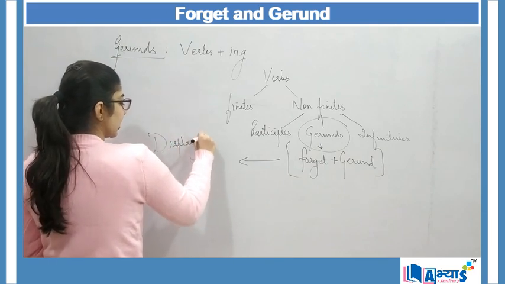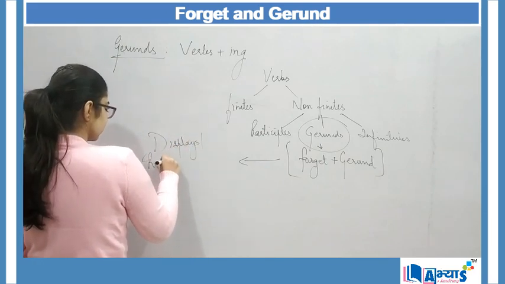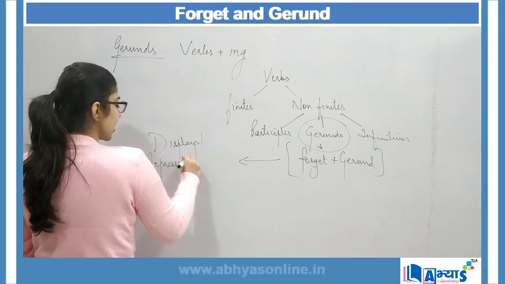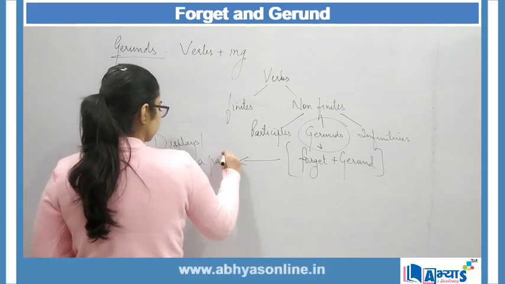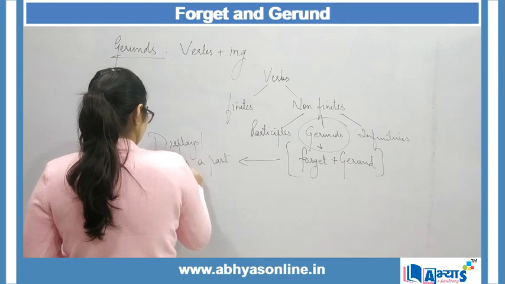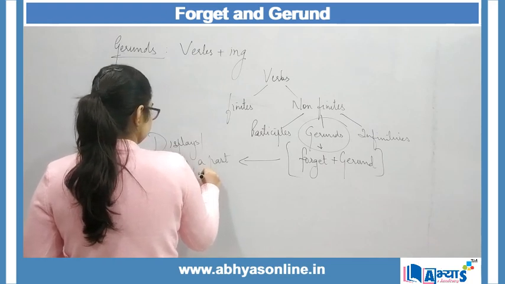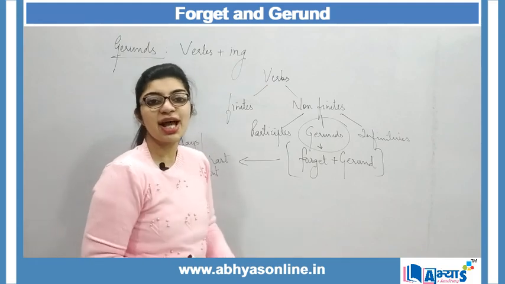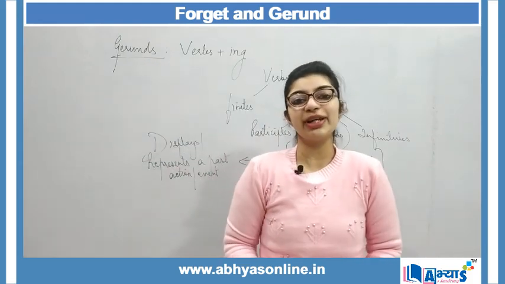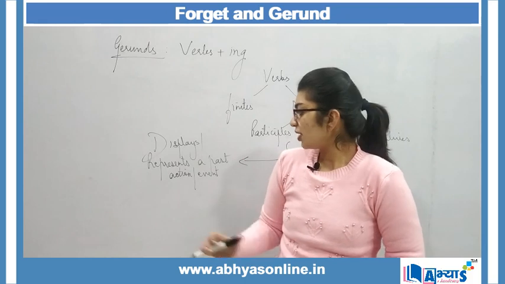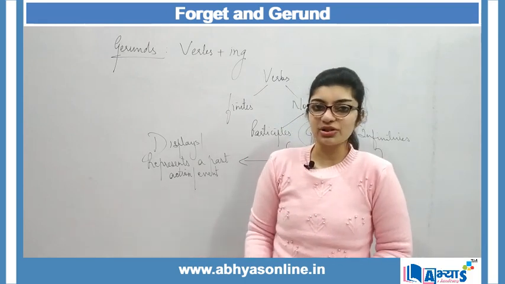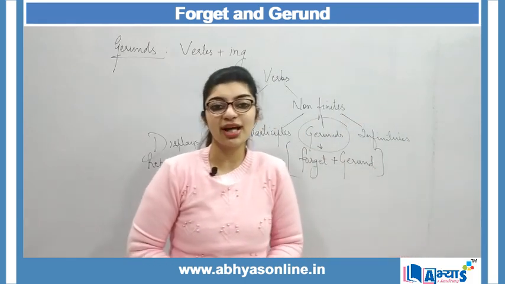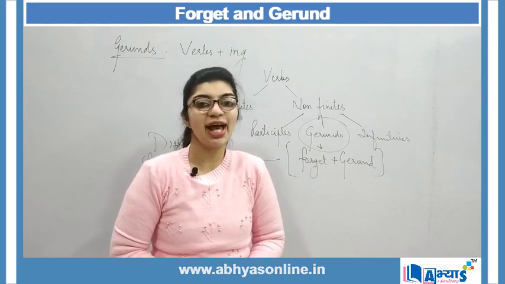or it represents a past action or event which may be incomplete because the person has forgotten to complete that event. So now let us have a look at the examples of this so that we can understand this concept more clearly and in a better manner.